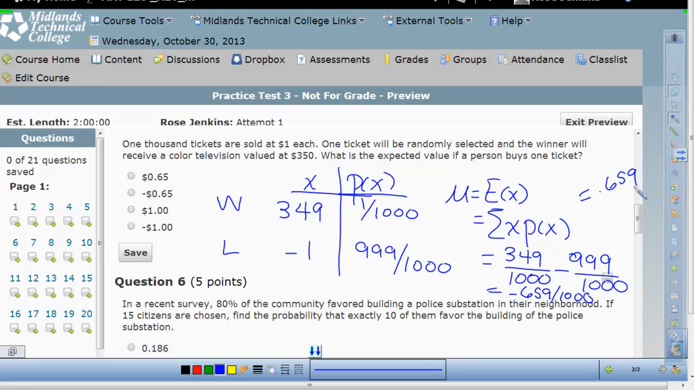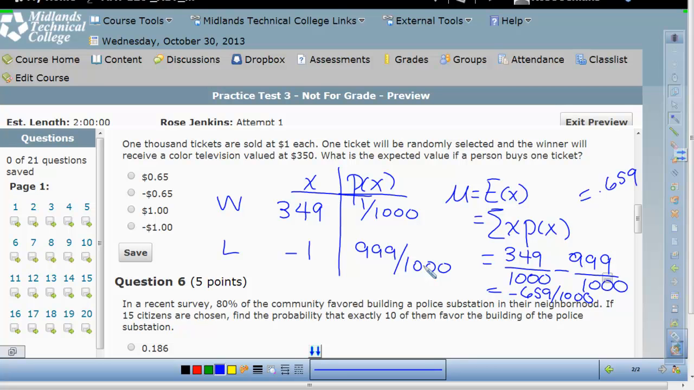and the P of X? Now, when we construct the probability distribution, we have to list all of the possible values. Those are X's, and the probabilities associated with each one. So for win, the X value is 349, and for lose, the value is -1. And then the probability of you winning is 1 over 1,000. Right. It's X times P of X. So we took this X and multiplied it by P of X. Okay?